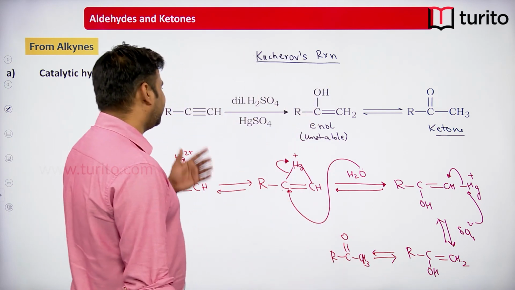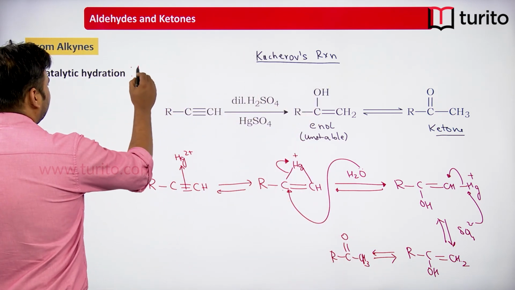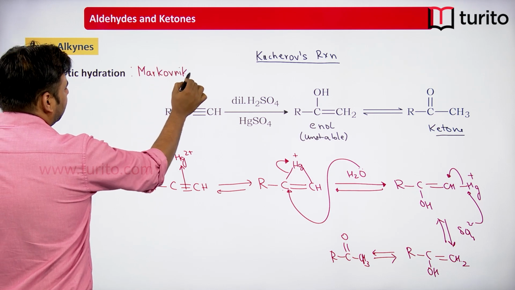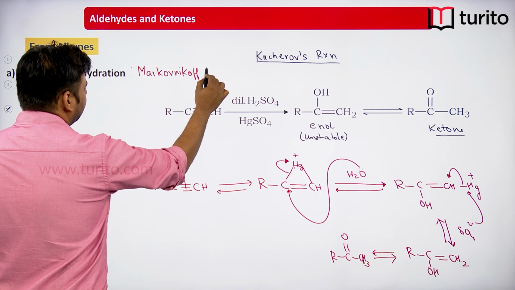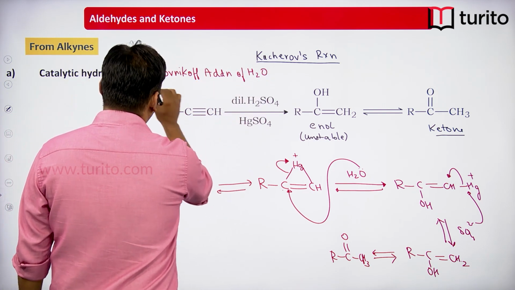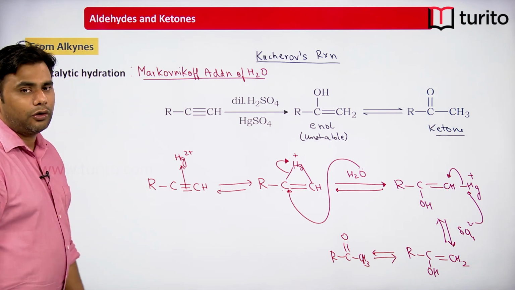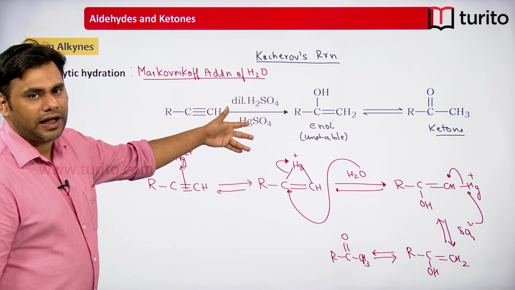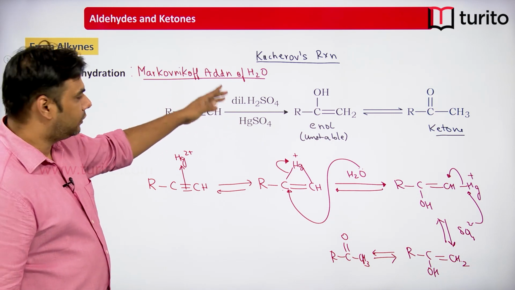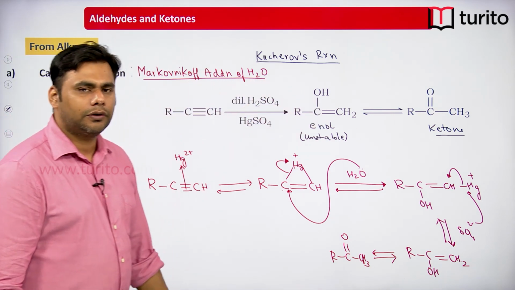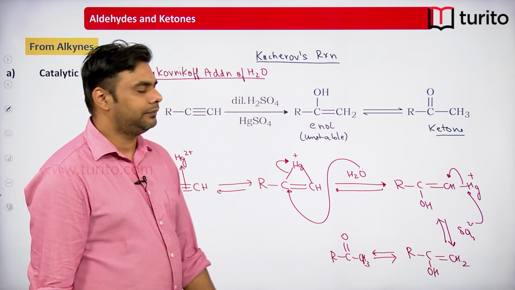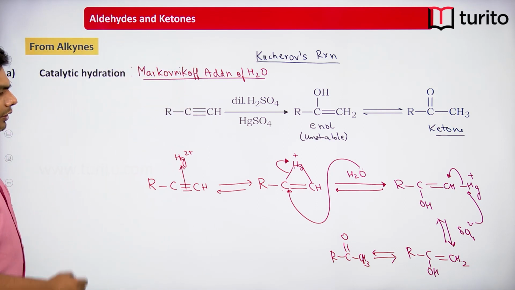But just remember that this is basically Markovnikov addition of water. So when you add water to an alkyne, we add water through HgSO4 and dilute H2SO4. So we add to an alkyne, HgSO4 and dilute H2SO4. So Markovnikov addition of water takes place. We form an enol that tautomerizes to give us a ketone. Okay, so I hope this is clear to you.